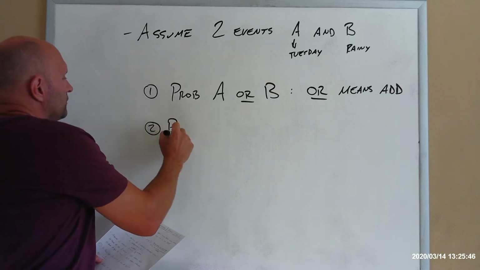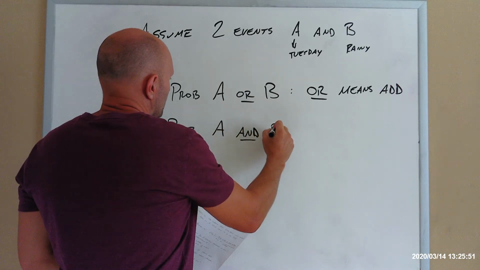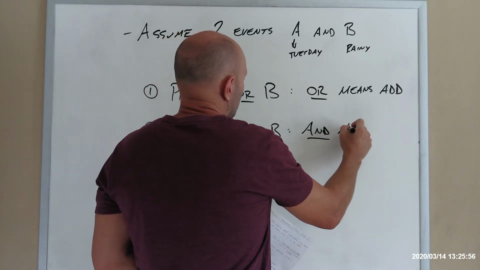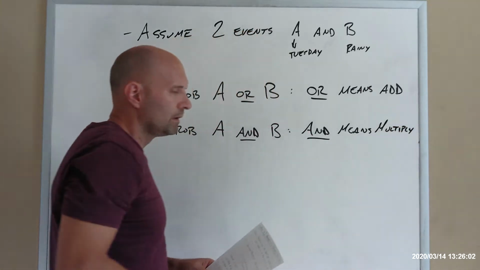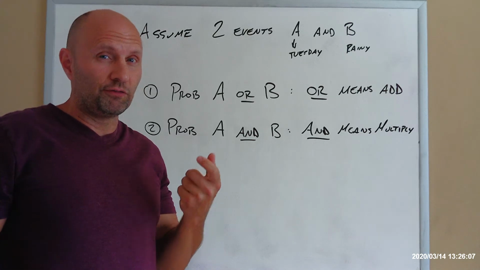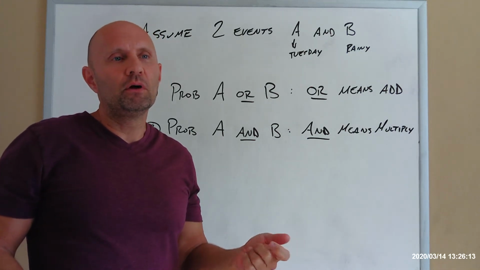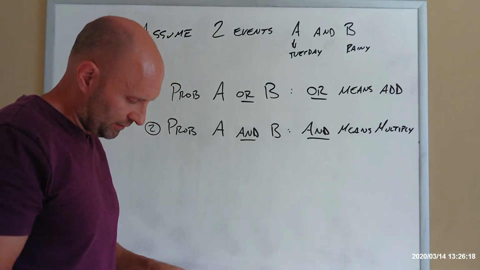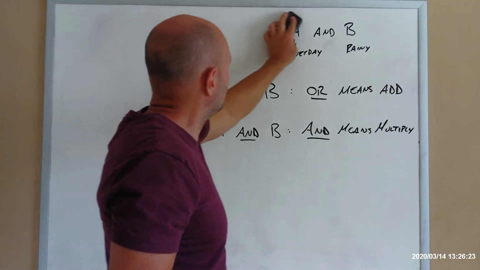The other option is the probability of A and B. And in this case, "and" means multiply. So it's going to be very important as you're doing these probability problems to figure out: is this an "or" problem, so I have to add the numbers, or is it an "and" problem where I have to multiply them? We're going to do a bunch of examples now, so we'll see how these all play out.